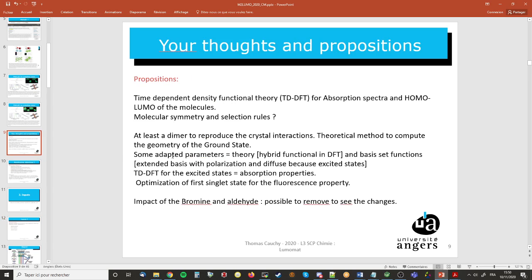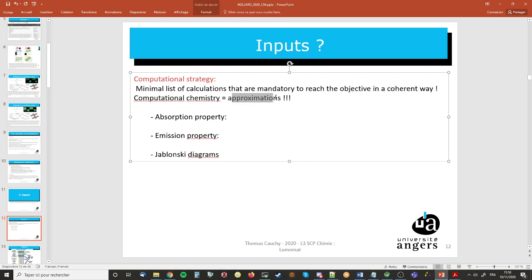That means that you use adapted parameters. You must choose the correct method, or a reliable method that will give you a correct answer with the correct parameters, and not approximations that are too strong. If you have a too strong approximation, it will be fast, but probably it could be wrong. So you need something that should be correct. And we know that by experience, and by some mathematical proof.